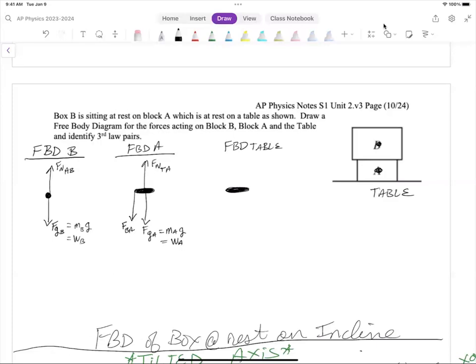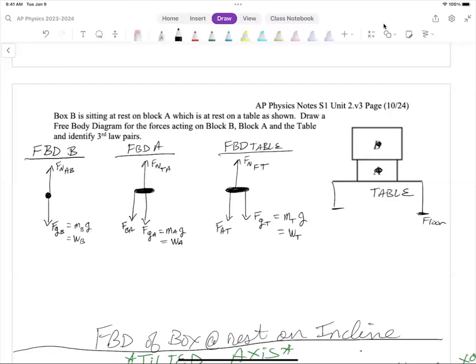There's the table. I'm going to do the easy one. This is the force of gravity acting on the table, call it T. That is the mass of the table times little g, which is equal to the weight of the table. The table has legs. Here's the floor. So we have a force normal from the floor on the table. Now, is A touching the table? Yes, it is. So that is the force of A on the table.